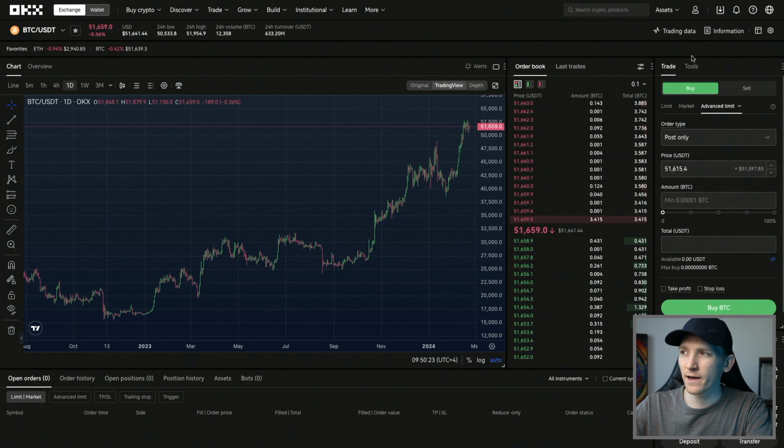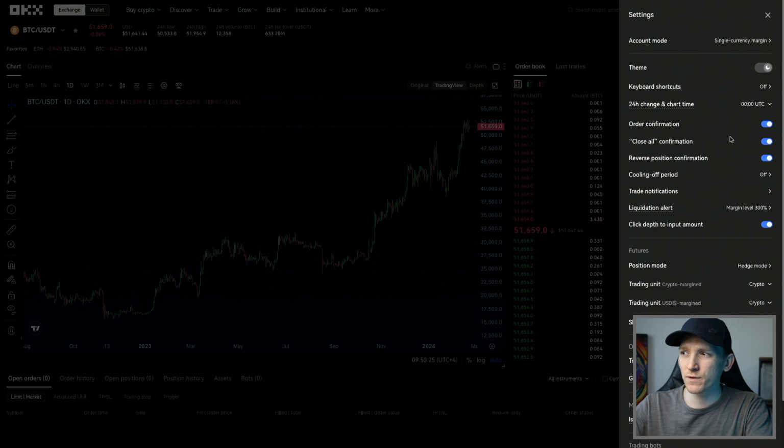In the top right, go to settings. Just make sure that you have some of these settings in the way that you want. So I've got order confirmations on for this tutorial. You can turn them off. That means that when you press buy, your order immediately goes in and you don't get a second confirmation. So you can set that up in the way that you want.